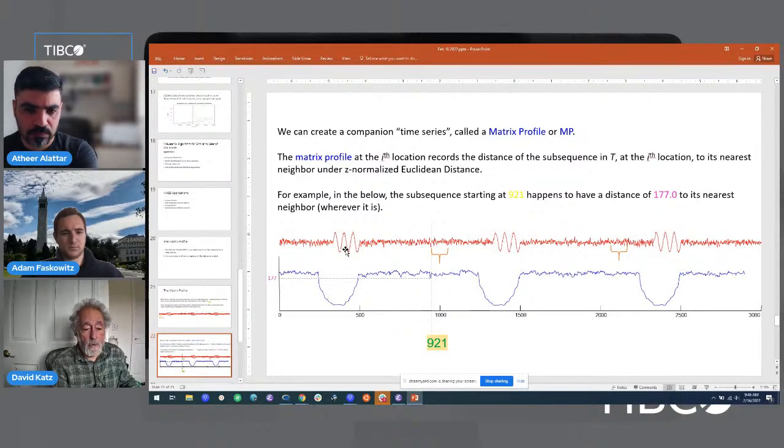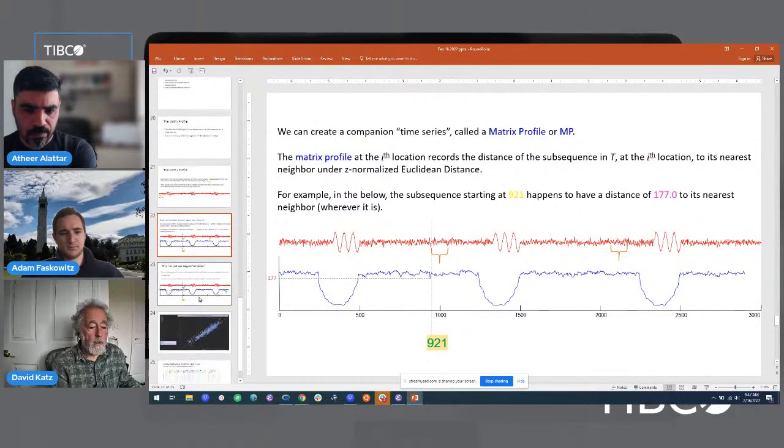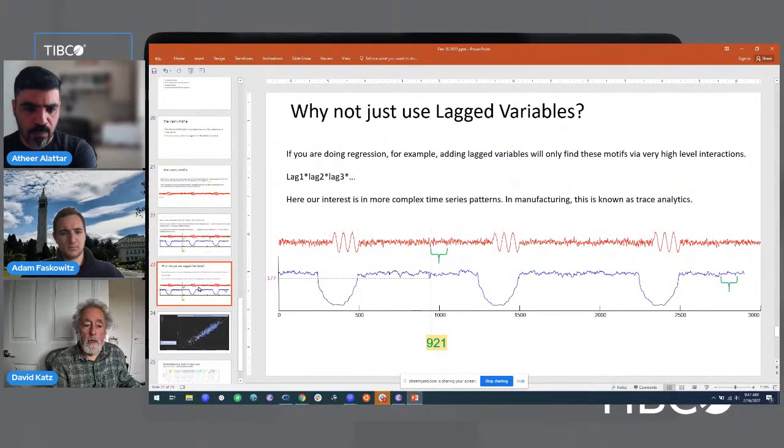But if you ask the same question about this, it's pretty rare that you find something that's similar. So this subsequence is different from a lot of what you see. That's what gives you the matrix profile, and it gives you a kind of summary of how unusual this subsequence is.